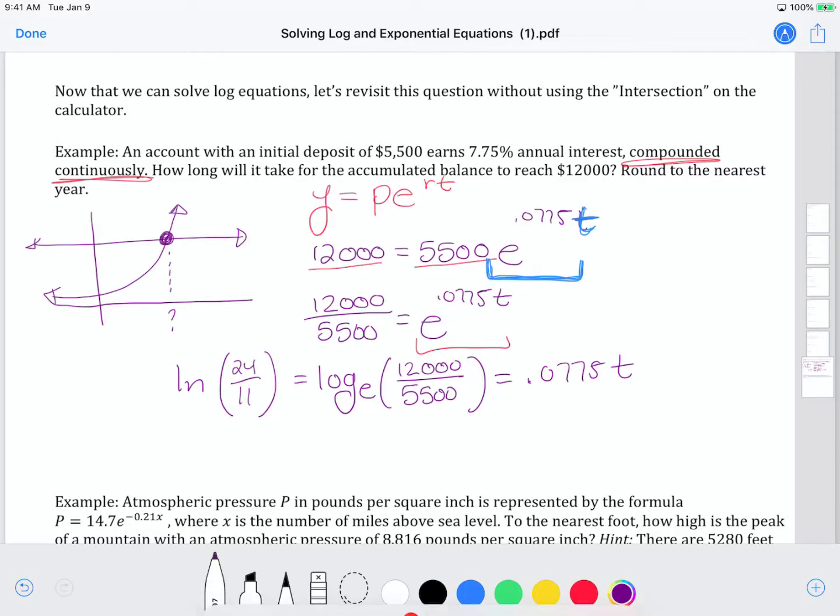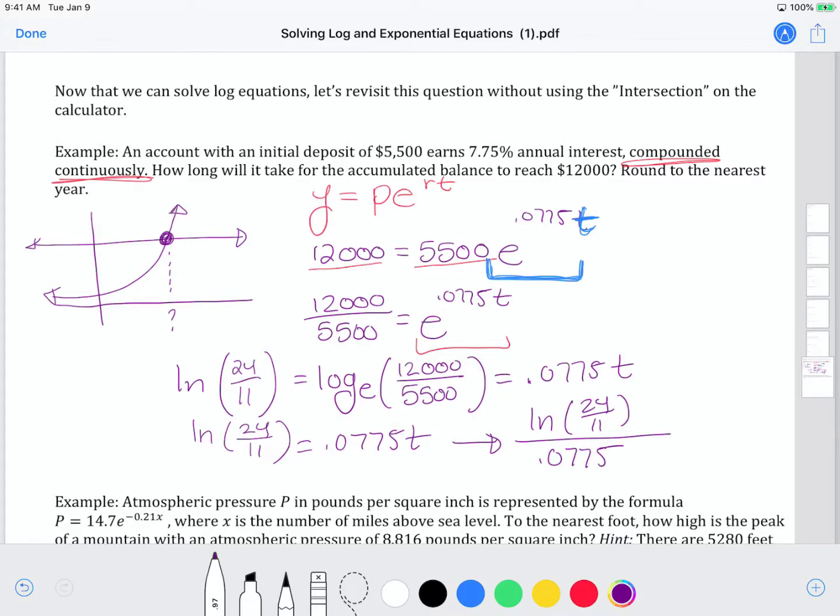Okay, so at this point, I have the natural log of 24 over 11 is equal to 0.0775t. So to solve for t, now I just divide both sides by 0.0775. So I have the natural log of 24 over 11, all divided by 0.0775. And again, if you didn't reduce it and you left it as 12,000 over 5,500, that is totally fine. But don't put it in decimal form that's rounded until the very end.